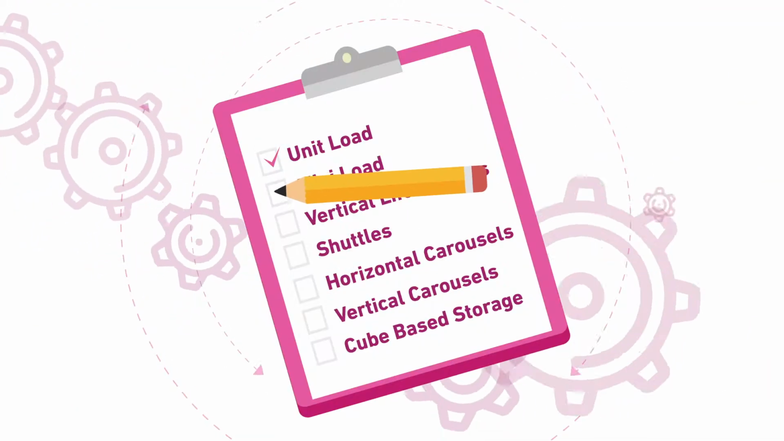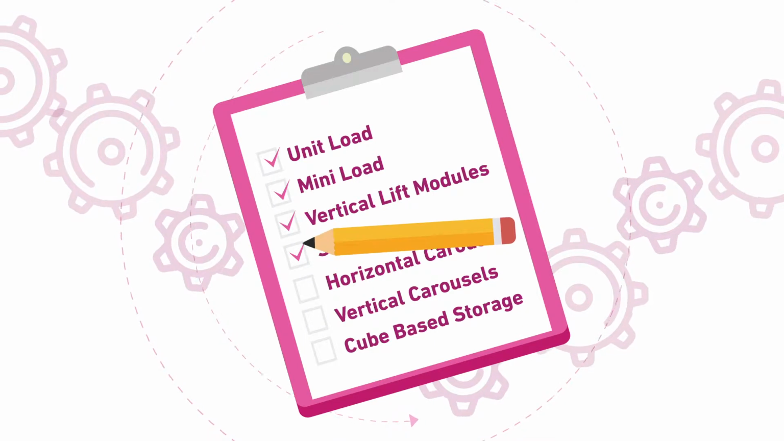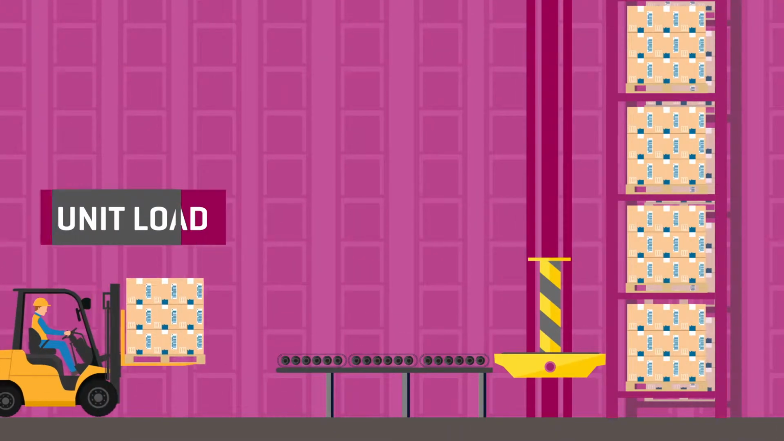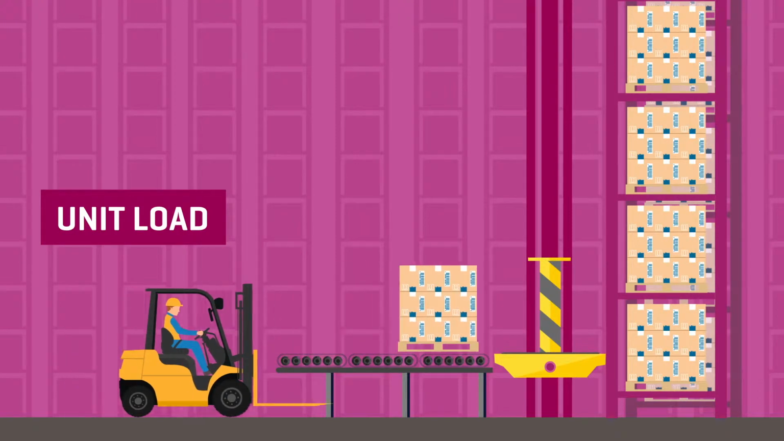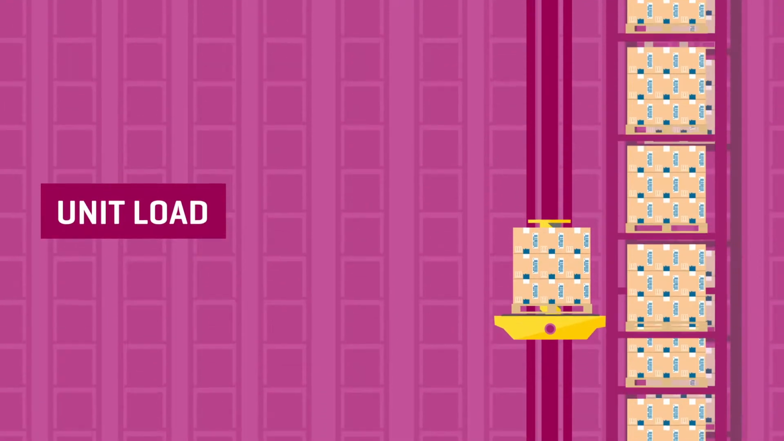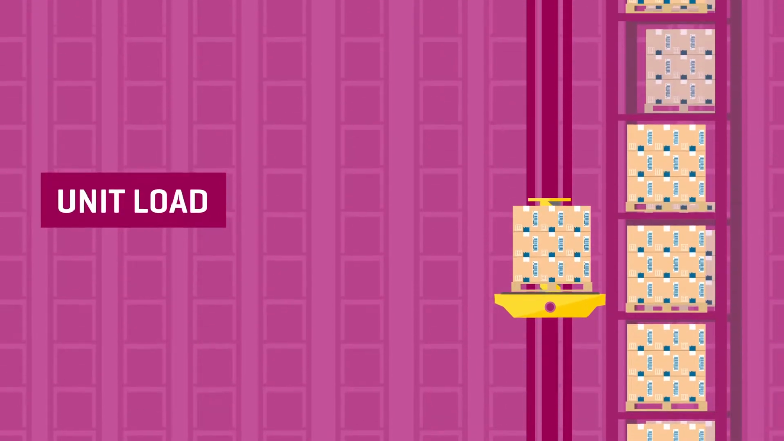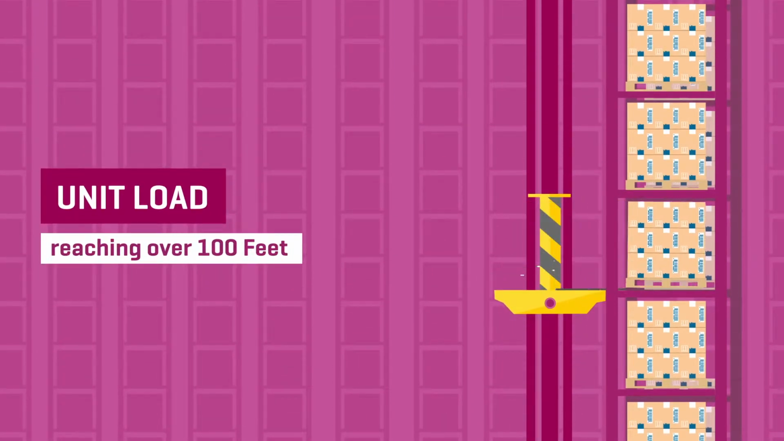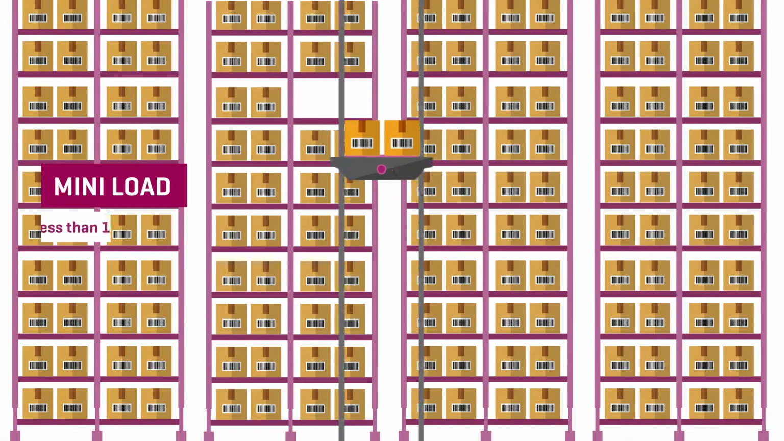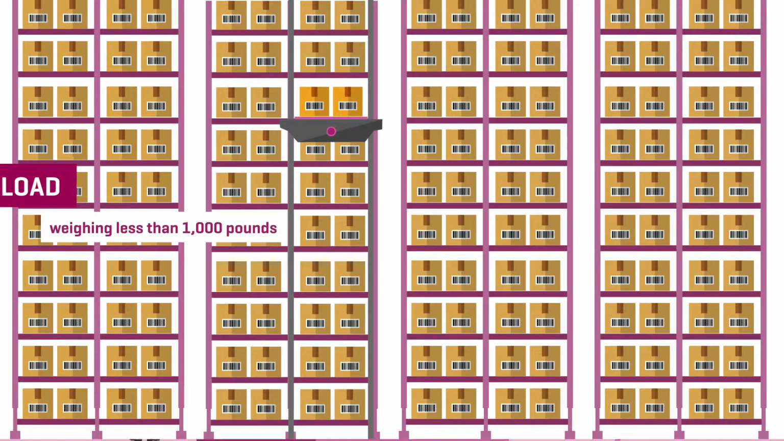Automated storage and retrieval systems can be combined in a multitude of ways to create solutions that match any application. Unit loads are machines that store large loads, usually more than 1,000 pounds. These loads are stored single deep, double deep, or even deeper, and are typically on pallets with storage rack structure reaching over 100 feet. Operating the same way, a mini load handles loads weighing less than 1,000 pounds.